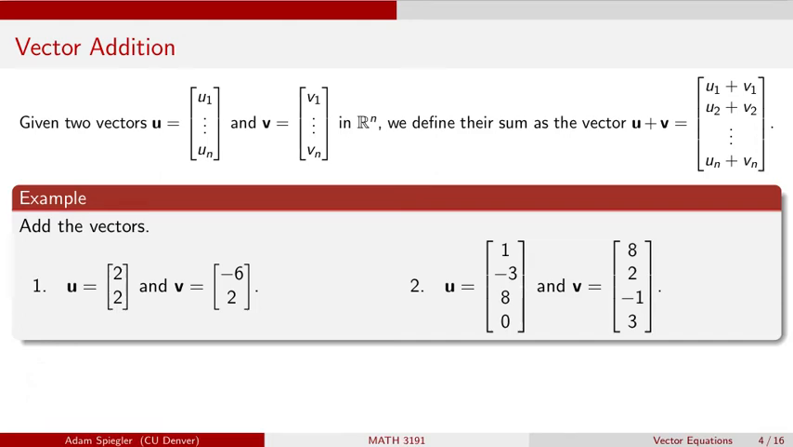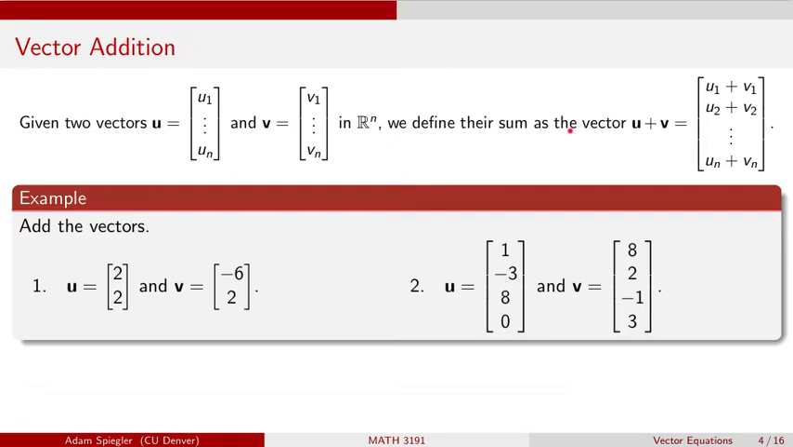All right, welcome. So in this video, we will discuss some arithmetic that we can do with vectors. The first operation I want to talk about is addition. How do we add two vectors, and what is the geometric significance of the sum of two vectors? Let's imagine we have two vectors u and v that are in Rn.